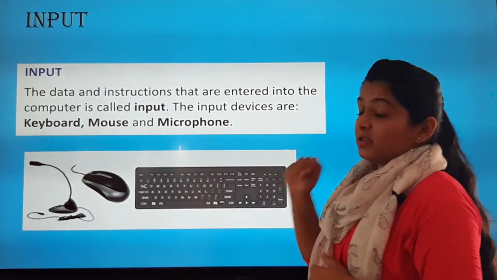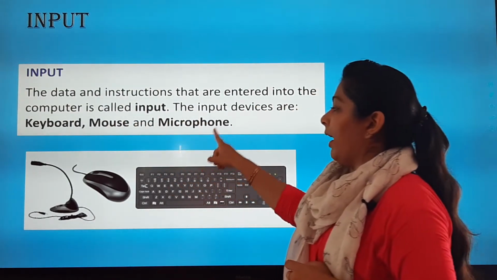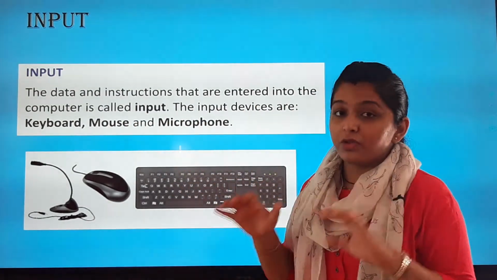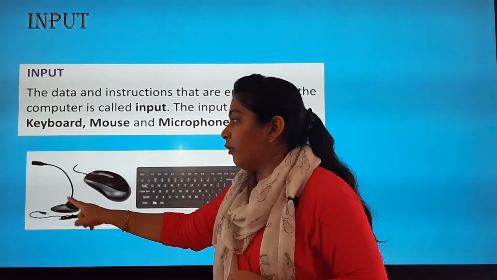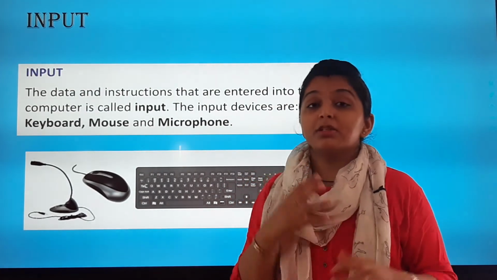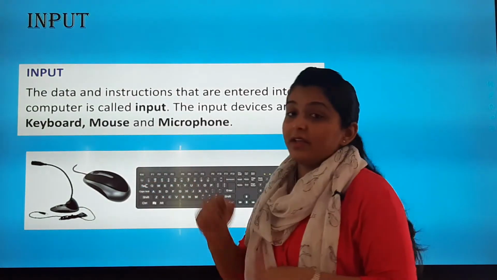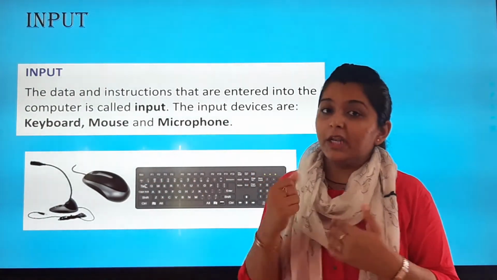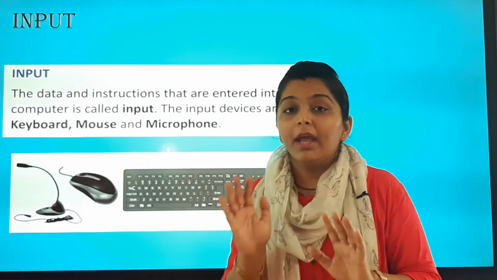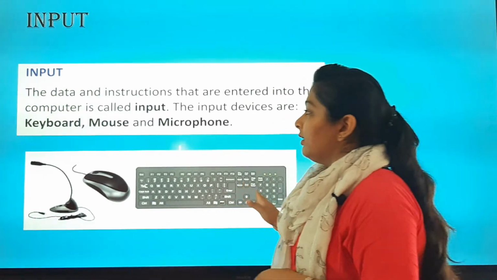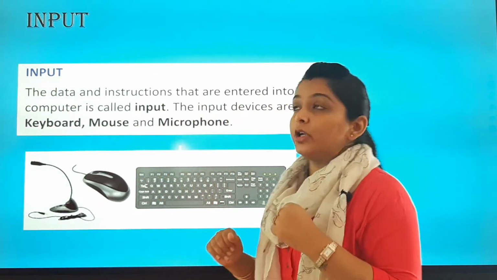The input devices are, now 3 input devices are keyboard, mouse and microphone. Keyboard we use to type, mouse and microphone. Mouse is a pointing device and microphone is to record voice. Means voice record कर रहे हैं तो हम कुछ उसको input दे रहे हैं. Pointing device से हम अगर कुछ select करते हैं, that is also an input. And with the help of keyboard when we are typing it, that is also an input. Clear? You have to learn these 3 names. Keyboard, mouse and microphone are the 3 input devices.